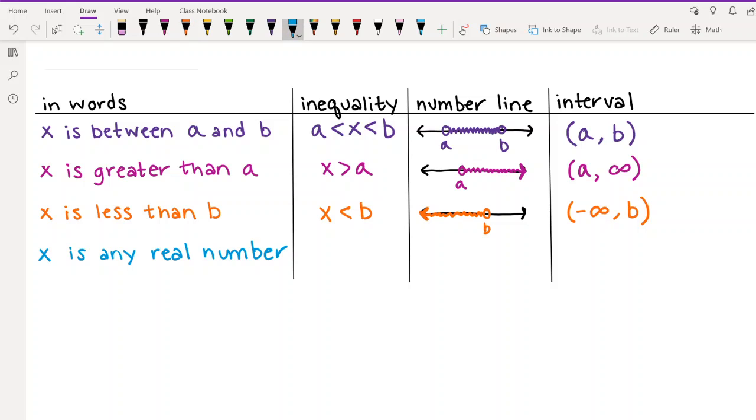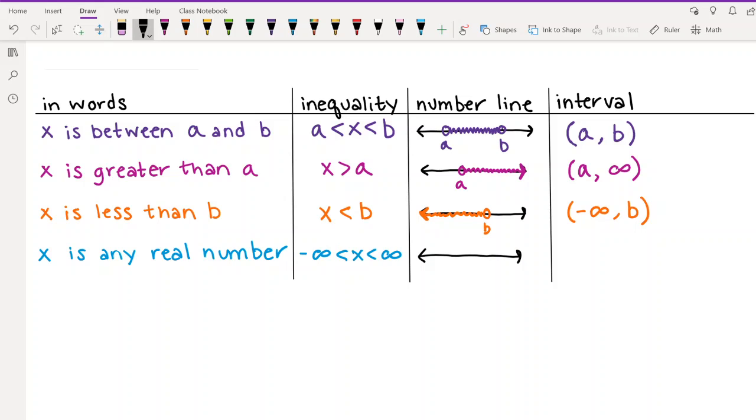And then the last one, so if we're saying x is any real number, so there's no restriction, there isn't really a great way to write that as an inequality. If you really wanted to, you could say it's between negative and positive infinity, but people don't generally write this as an inequality. You would just say any real number. But we do actually use interval notation pretty commonly in this situation, so I do want to show you that. And I think the number line helps visualize it as well.